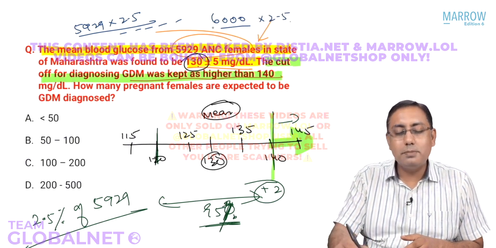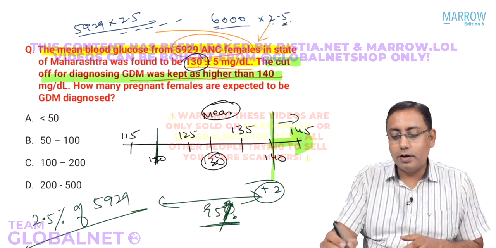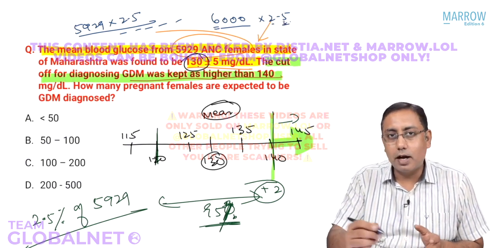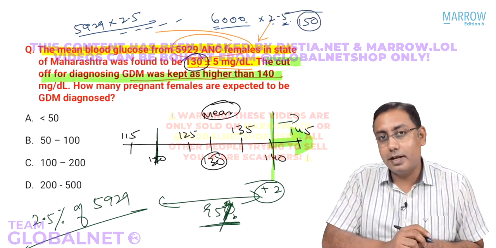2.5 times 6. So 6 2s are 12, and another half of it, 0.5 of it. So 12 plus 3. 3 is half of 6, right? So 12, 3, 15, 150. 150 females will be diagnosed with GTM.